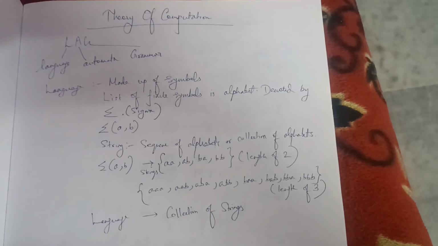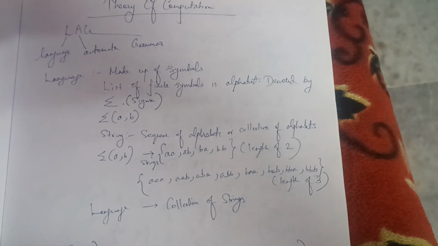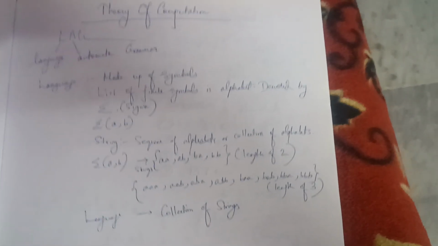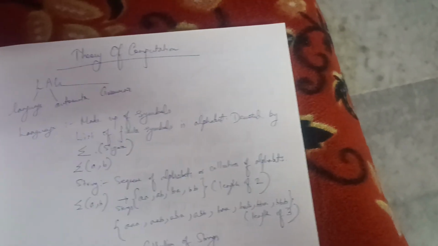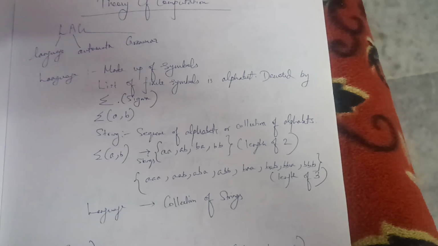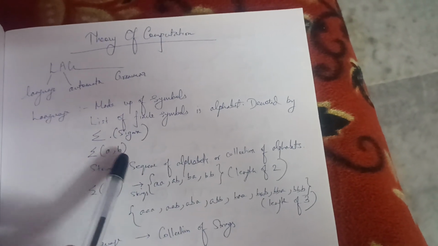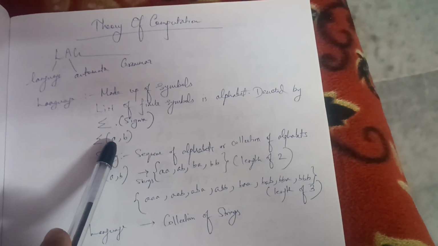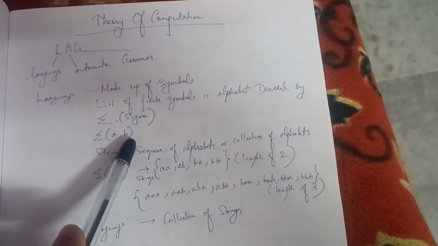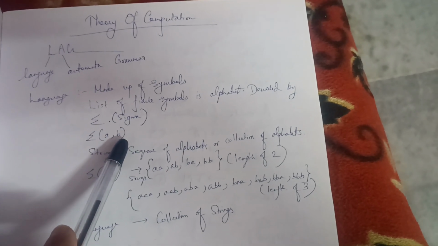So what is language? Language is made up of symbols, various kinds of symbols. A finite list of symbols is called an alphabet, denoted by sigma. Now an alphabet can be denoted by sigma equals {a, b}. It means that it has two input symbols, A and B. It will not have any other input symbol.